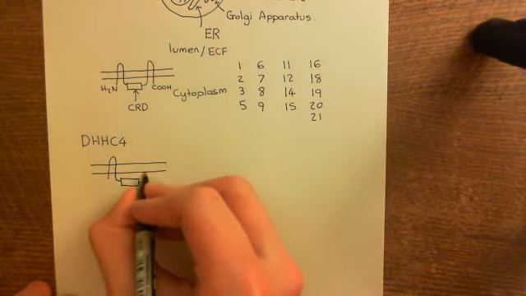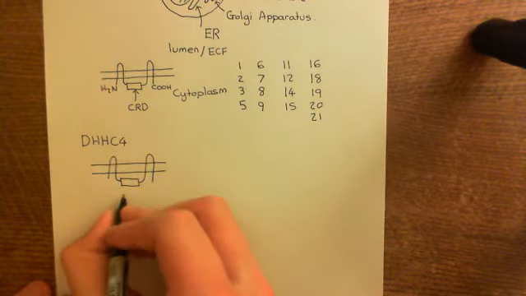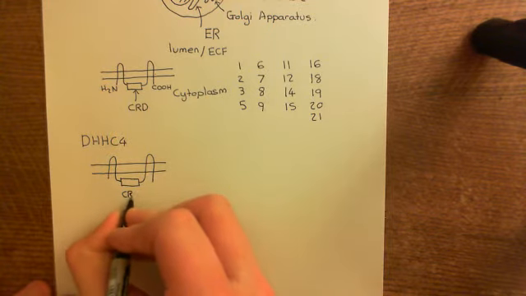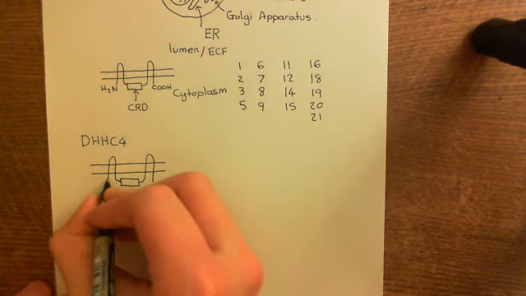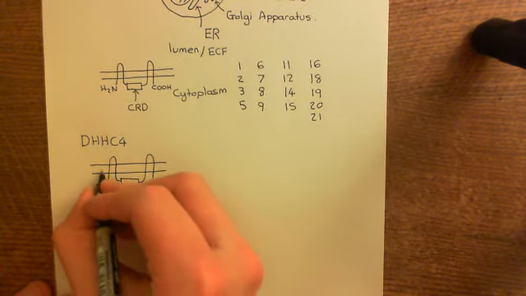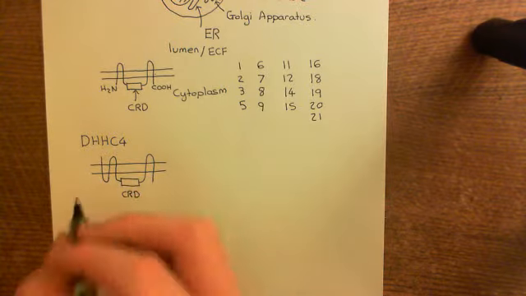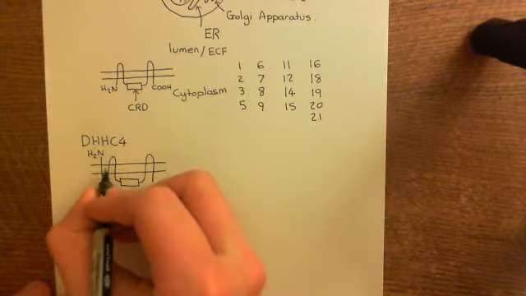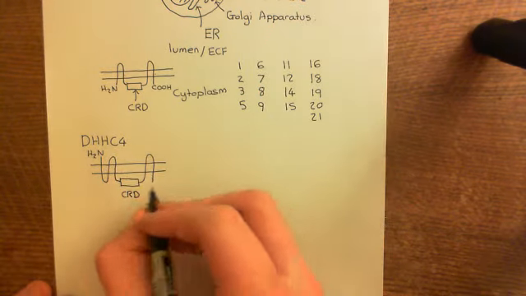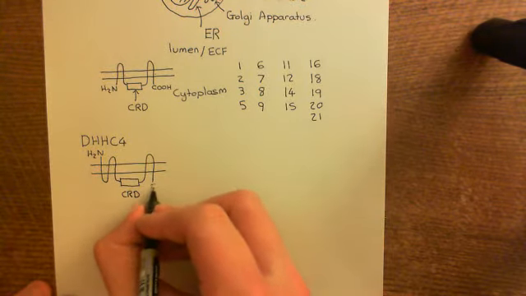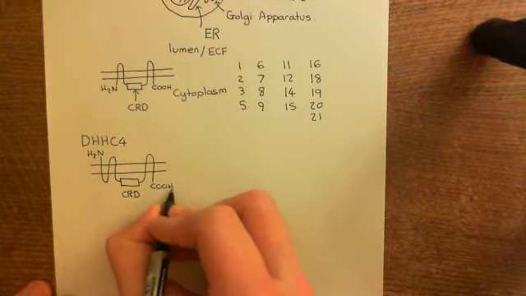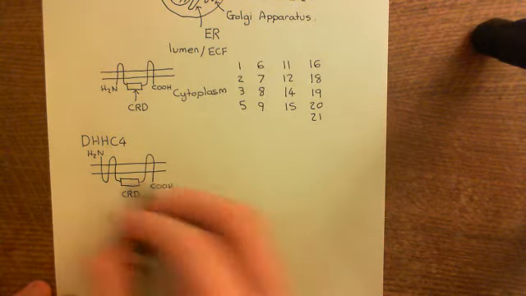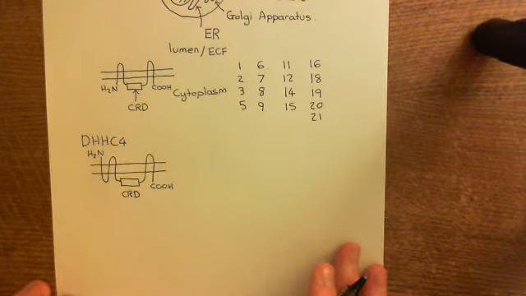Okay, so here's the cysteine-rich domain here. This is the CRD. However, what you're going to do is add on another membrane spanning alpha helix there, and the amino terminus will then be on either the luminal side of the membrane or the extracellular side of the membrane. And of course the carboxylic acid terminus will still be here. So this is the structure of DHHC4.